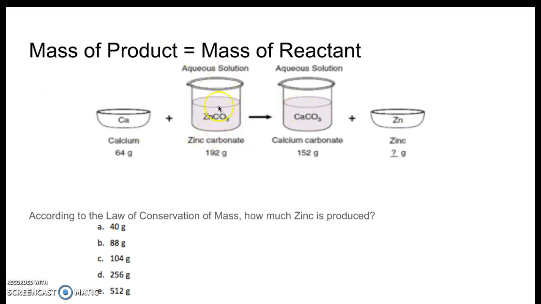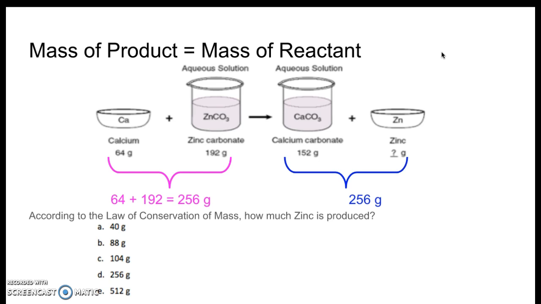Let's start off with finding out the total mass of reactants. If we add the mass of the calcium and zinc carbonate, 64 plus the 192, it gives us a total mass of reactants of 256. So based on that number, the mass of reactants is 256. What do you think the mass of the product should be overall? That's right, the total mass should be 256.